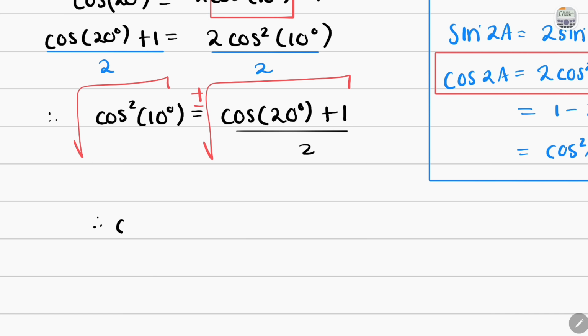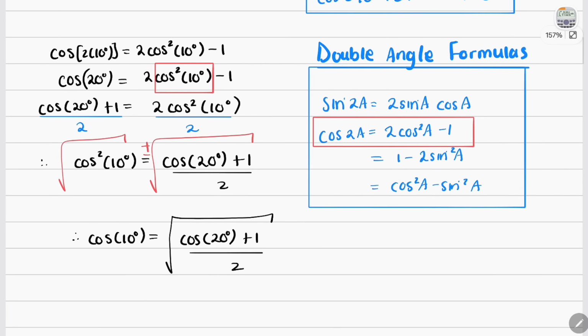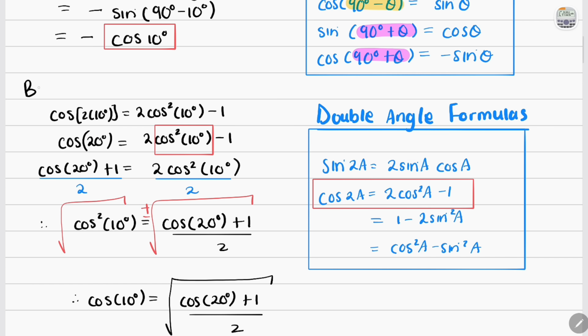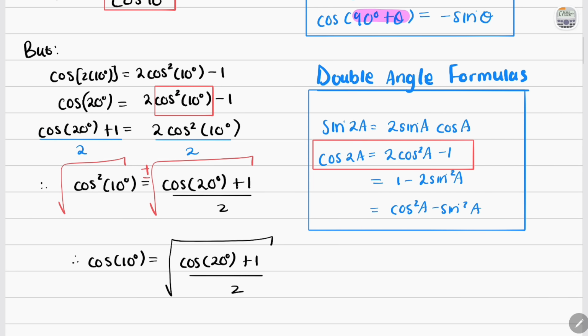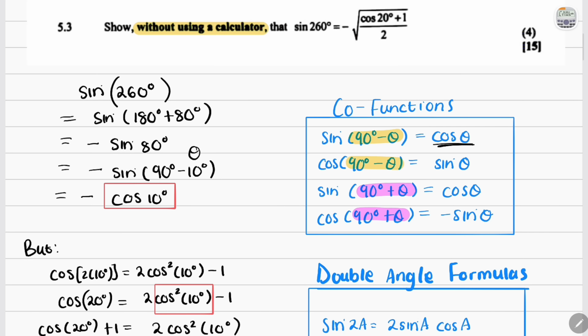And so therefore we'll just say cos 10 degrees is equal to the square root of cos 20 degrees plus 1 over 2. Now we're not done. We were just trying to find the value of cos 10 degrees. Okay, so here I can just say, but I know about this, using the double angle identity. And so now I'm going to put it back into this equation.